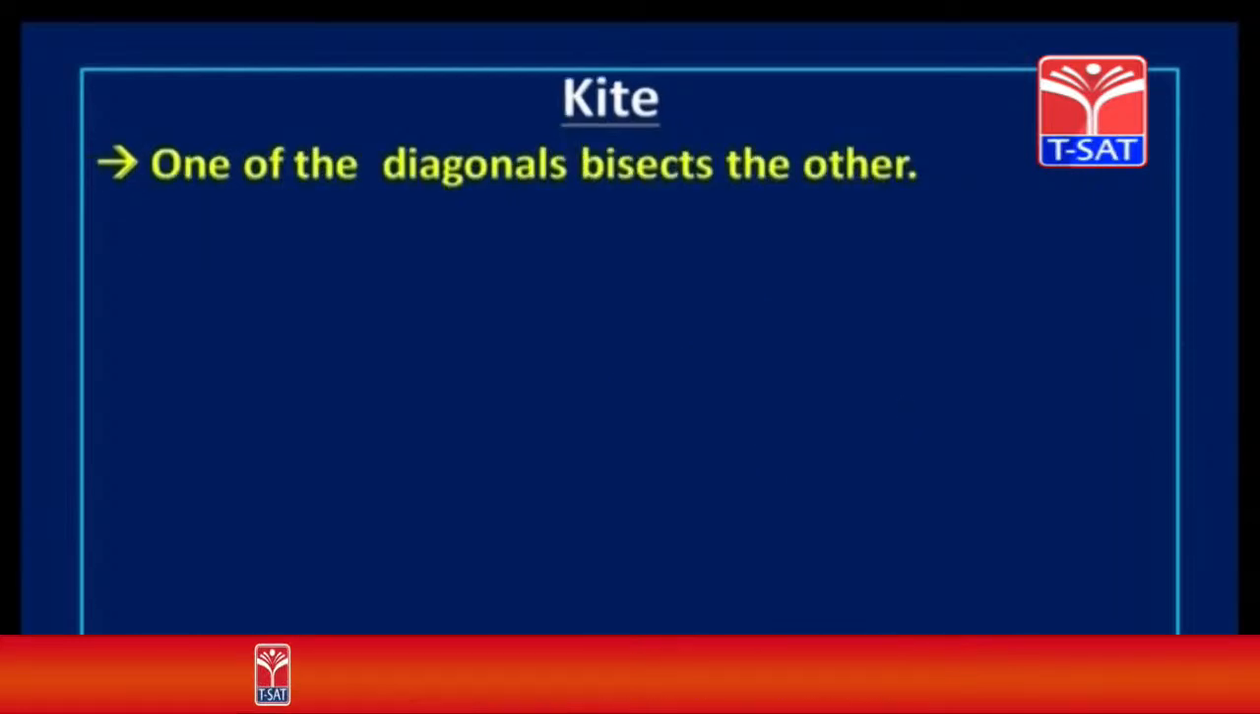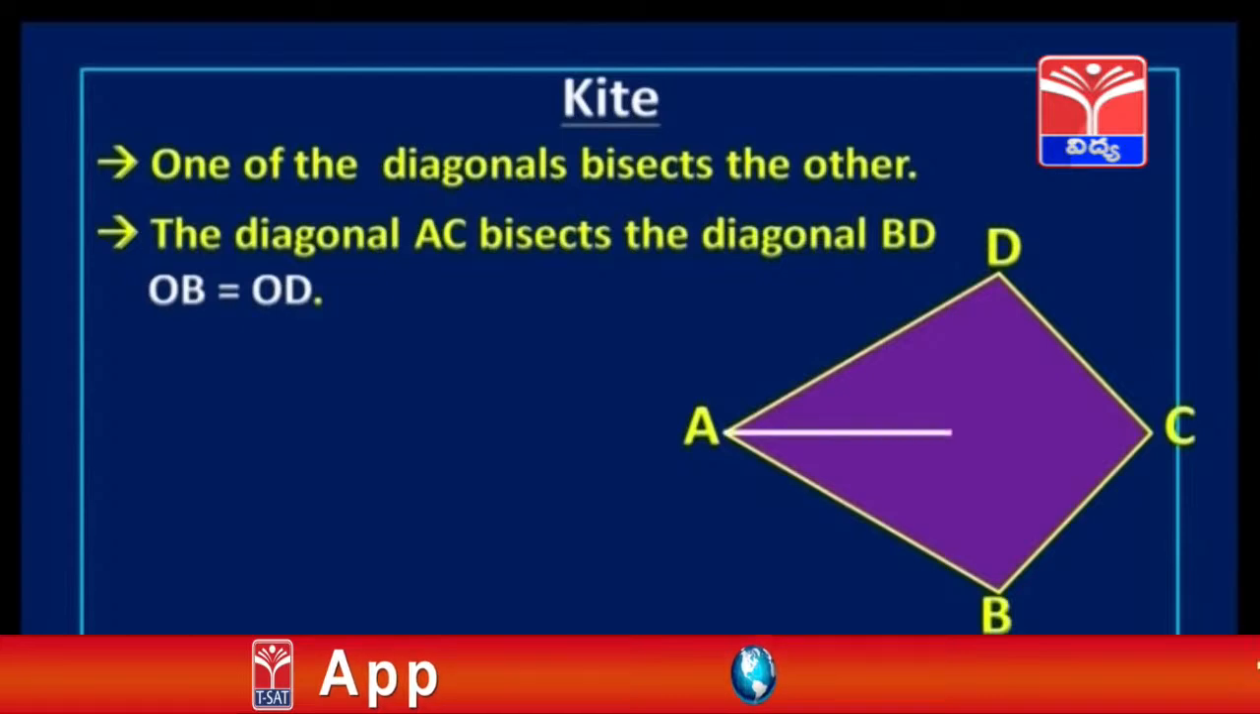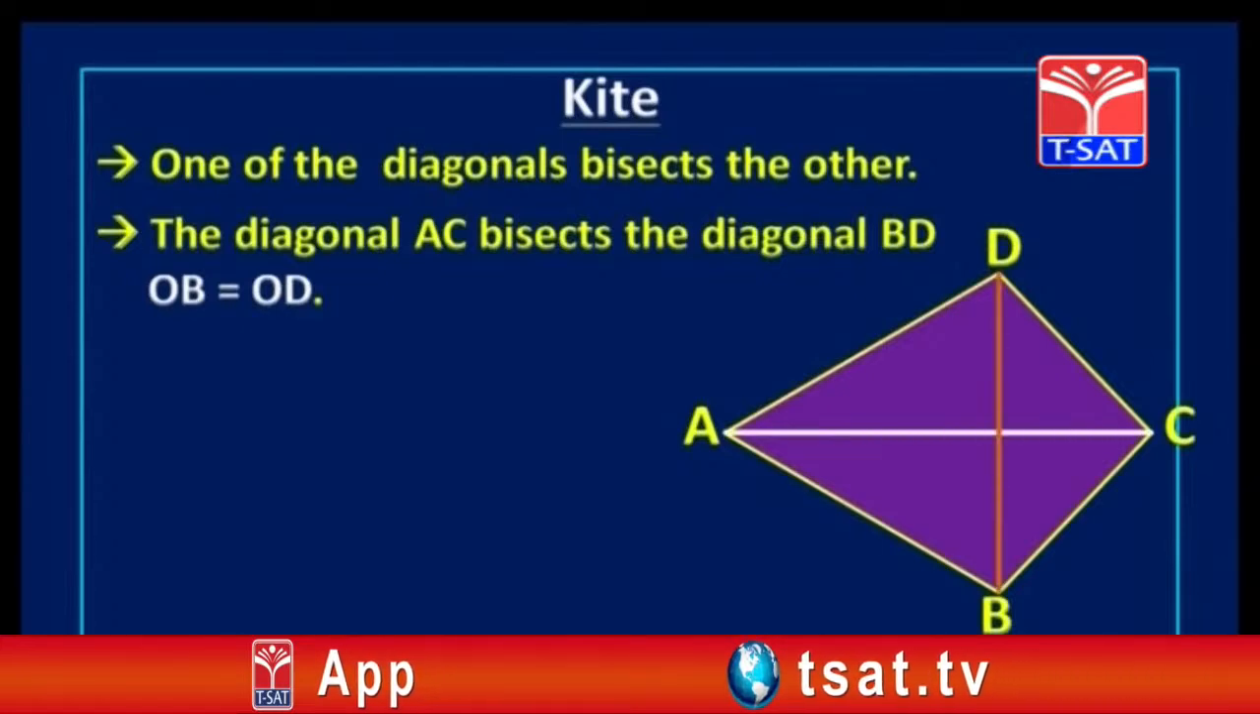One of the diagonals bisects the other. Children, what am I doing here? Yes, I am taking AC diagonal and I am taking BD diagonal.